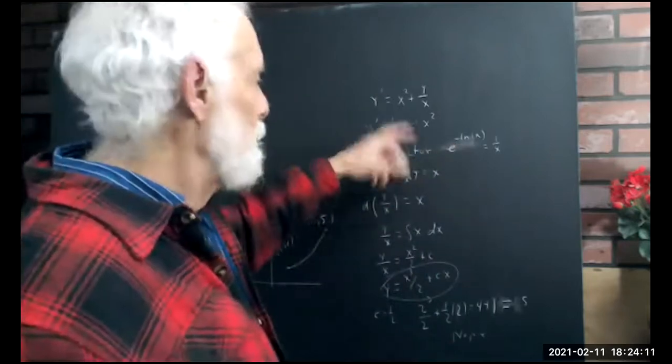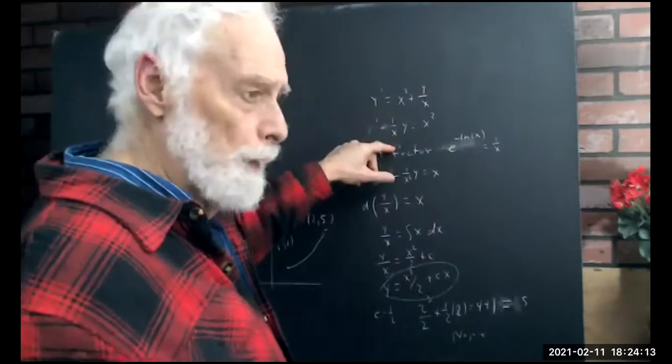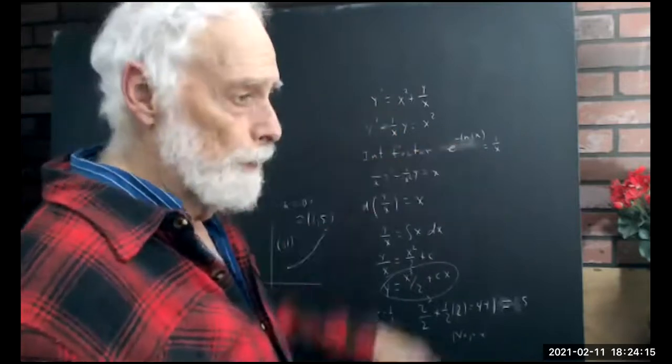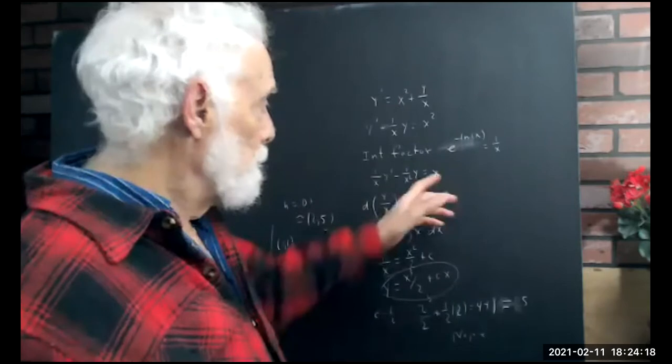That integrating factor is e to the negative integral of, or e to the integral of negative 1 over x, which is e to the negative natural log of x, which is just 1 over x.